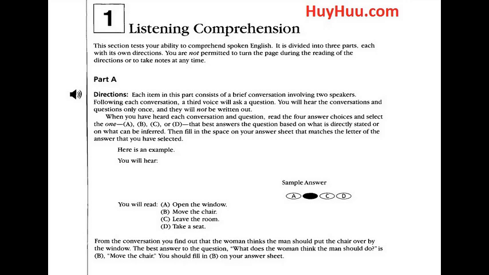From the conversation, you find out that the woman thinks the man should put the chair over by the window. The best answer to the question, "What does the woman think the man should do?" is B. Move the chair. You should fill in B on your answer sheet.